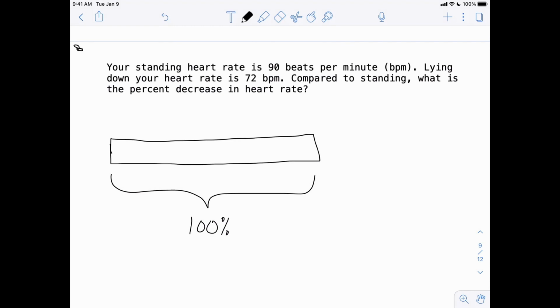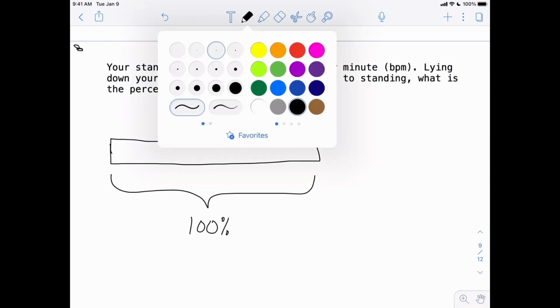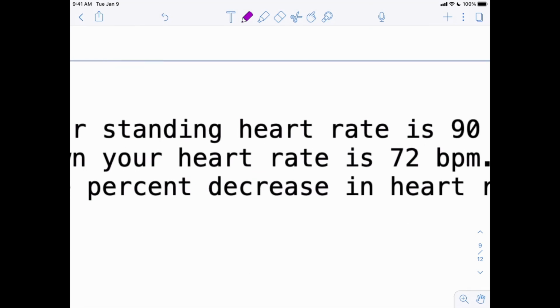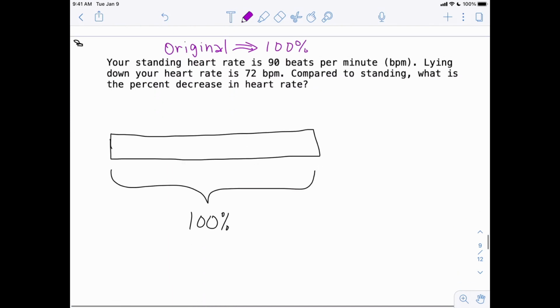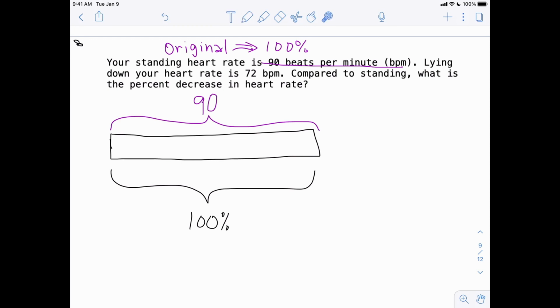And we're going to go back and read this problem again. It says your standing heart rate is 90 beats per minute. It then changes to 72. So we're going to learn that the original amount, whatever that original amount is, I don't know if I could come up with any exceptions, but whatever that original amount is, that is what represents the 100%. All right? So the original represents the 100%. So this 90 beats per minute is the original beats per minute in this story. Not necessarily because it came first in the story, it just happens to be the starting position.